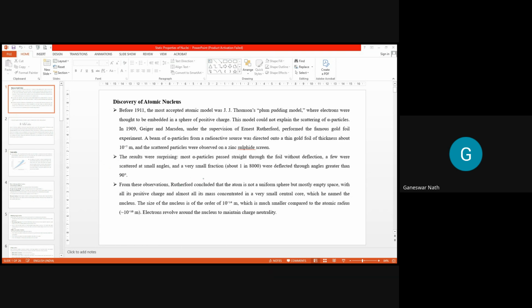These results were surprising, because most of the alpha particles pass straight through the foil without deflection, and a few are scattered at a small angle, about 1 in 8,000. So this gave the location of the nucleus inside the atom.